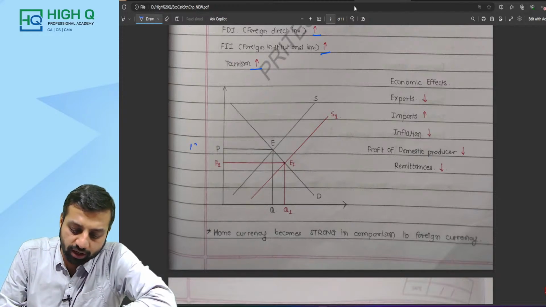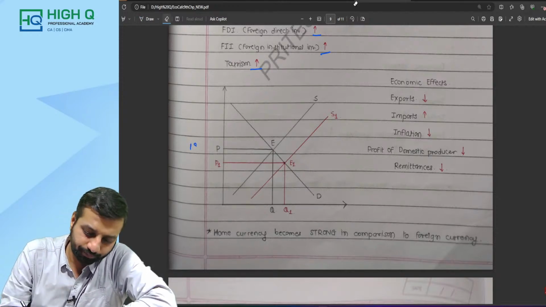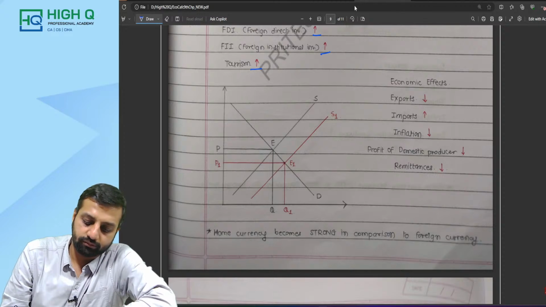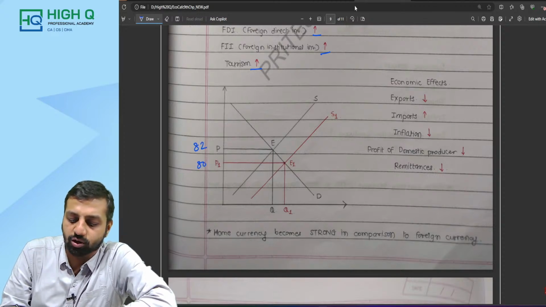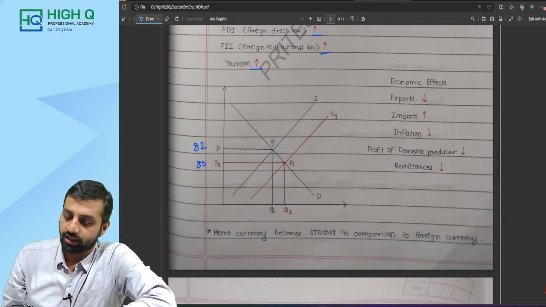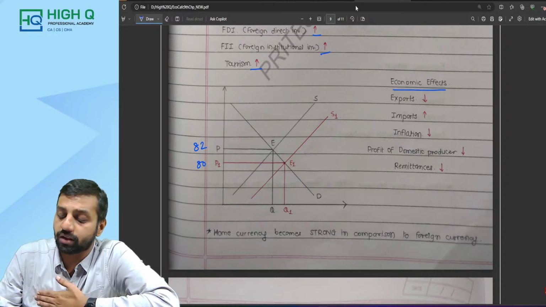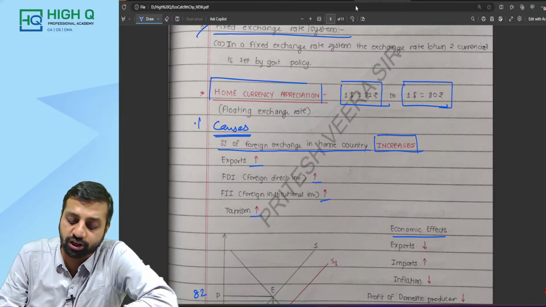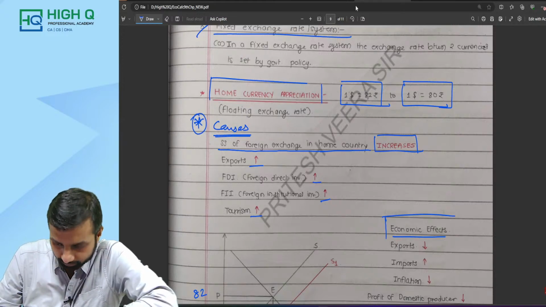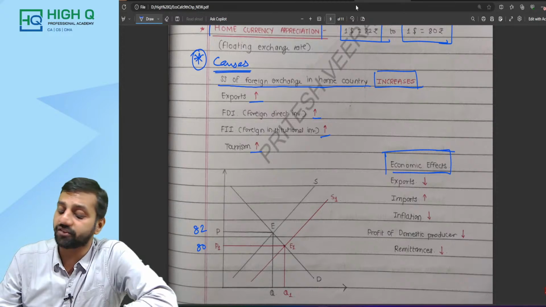So what happened? $1 was equal to 82, now it is equal to 80. If this happens, our economy will become stronger. What will be the effects? The above were the causes, the below ones are effects.